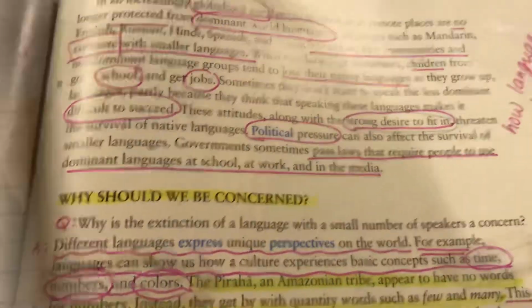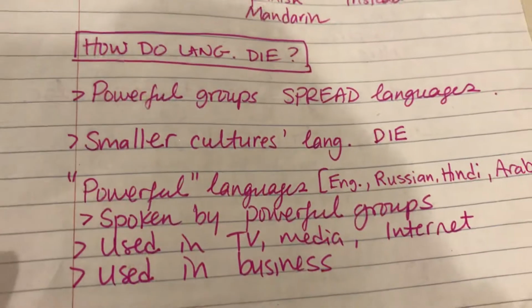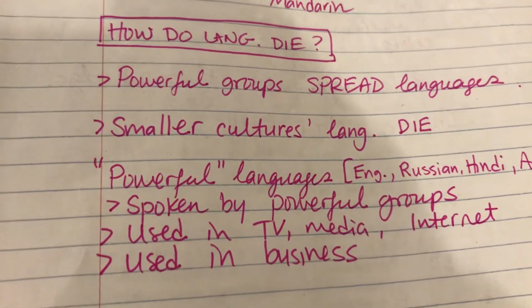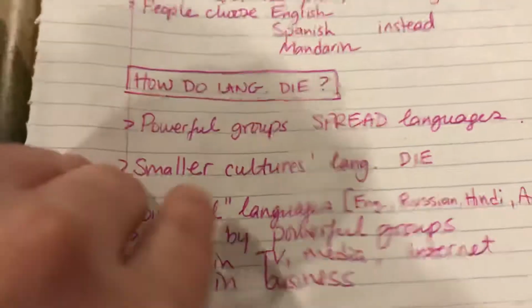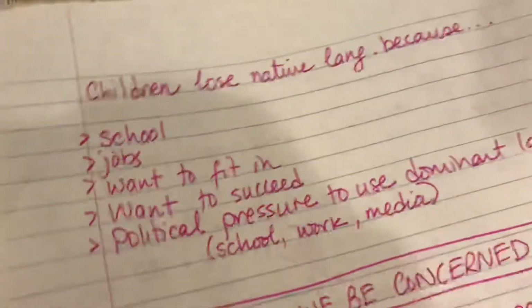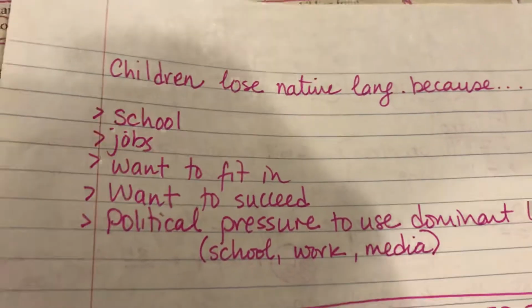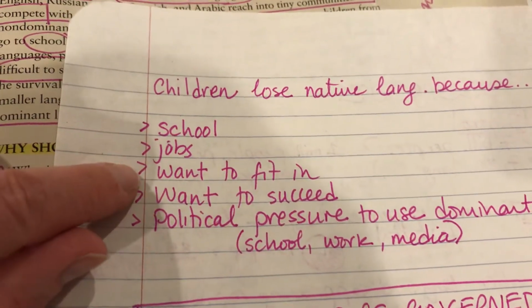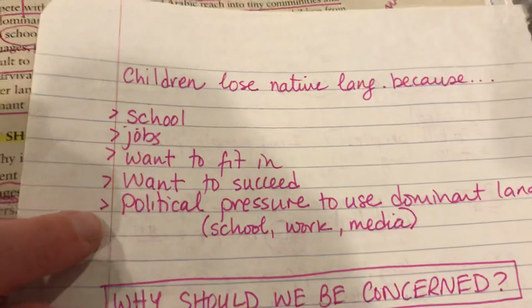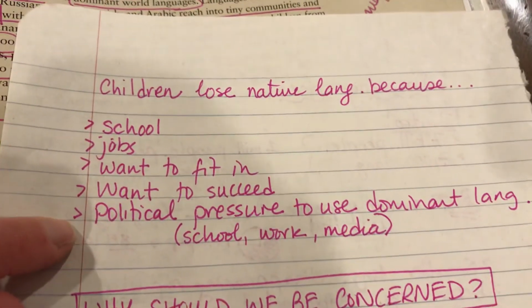Okay, so here are my notes one last time. Powerful groups spread languages, smaller cultures' languages die. And then on the other side, I've written children lose native languages because, and I've listed the reasons: school, jobs, they want to fit in, they want to succeed, or there might be political pressure to use a dominant language.